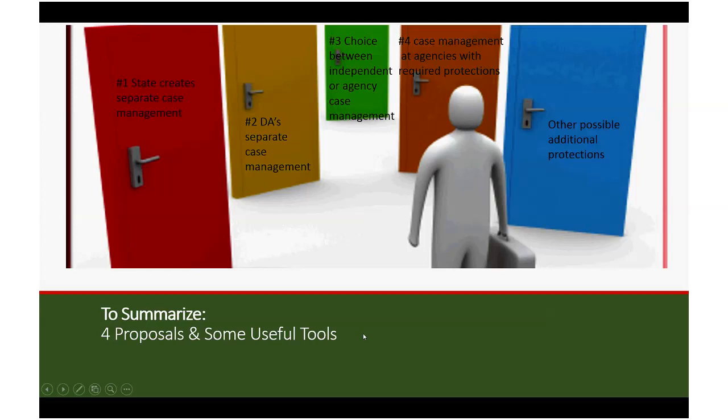Choice number 3 is having a choice between independent case management or case management that's provided by the same agency that provides direct service. And number 4 is the case management stays at the provider agency, and we ask for an exception from CMS and include all those required protections in our proposal.